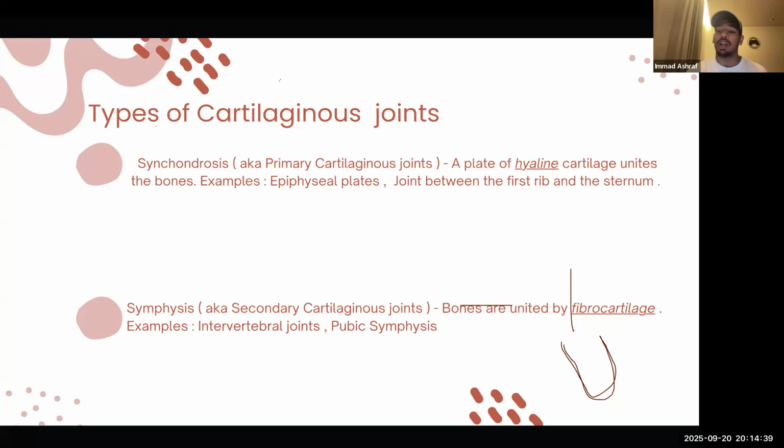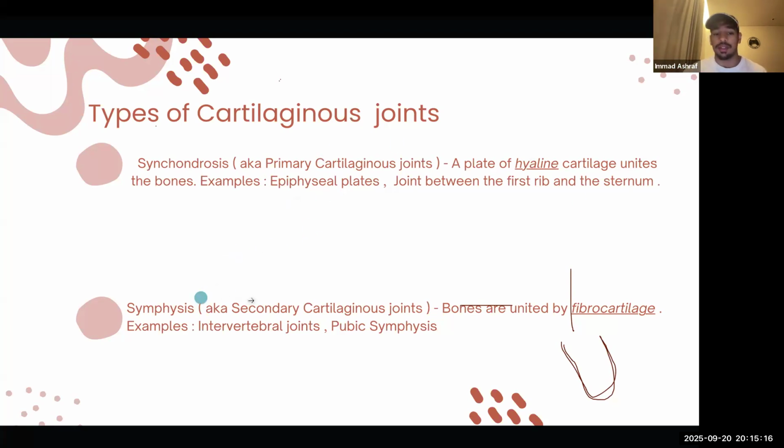It's when a plate of hyaline cartilage unites the bones. Now, there's many different types of cartilage. There's hyaline cartilage, fibrocartilage, and maybe a lot of other types. But you need to remember specifically that synchondrosis is hyaline cartilage. Hyaline cartilage unites the bones. For example, you have epiphyseal plates. Remember we took these? They're the things that make you grow. These are hyaline cartilage. And then the joint between the first rib and the sternum. I'll show you a picture so you understand better. These are both joined by hyaline cartilage, and they're called synchondrosis, or primary cartilaginous joint.